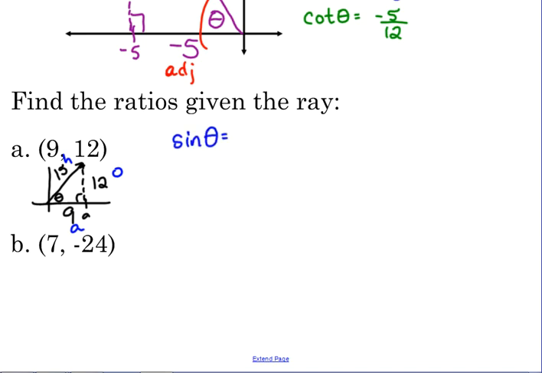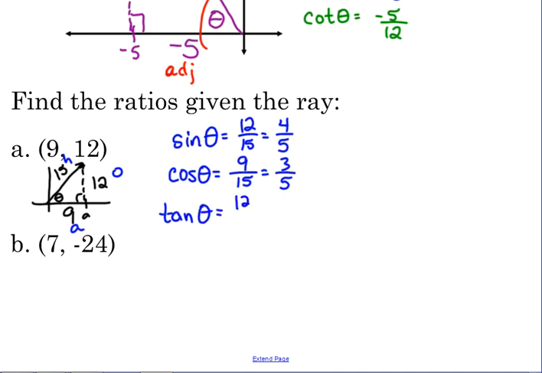So our sine ratio is opposite over hypotenuse, 12 over 15. If it needs reducing, those are both divisible by 3, so that's 4 over 5. Cosine is the adjacent, 9, over the hypotenuse, 15. If we reduce that, that gives us 3 over 5. Tangent, opposite, 12, over adjacent, 9. Reduce it, that's 4 over 3.